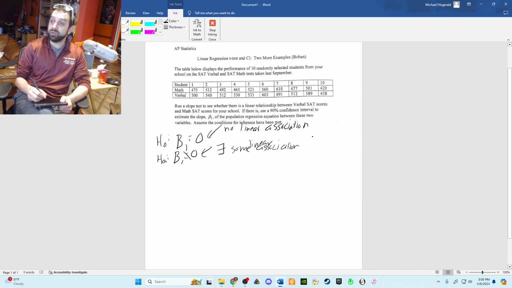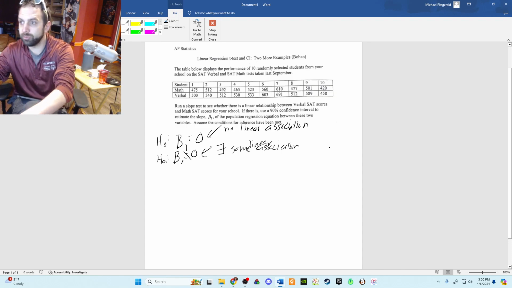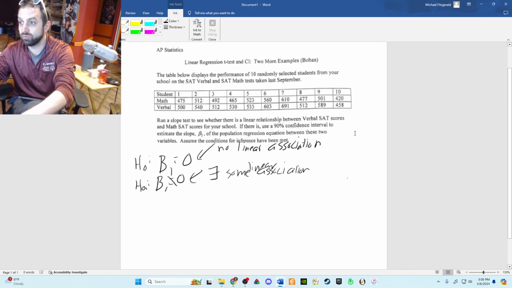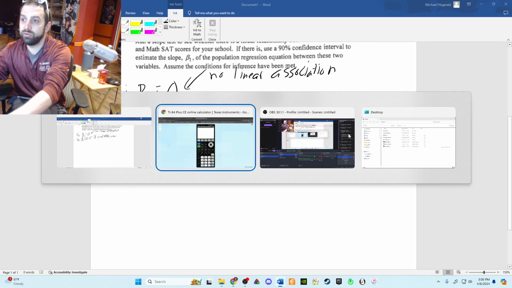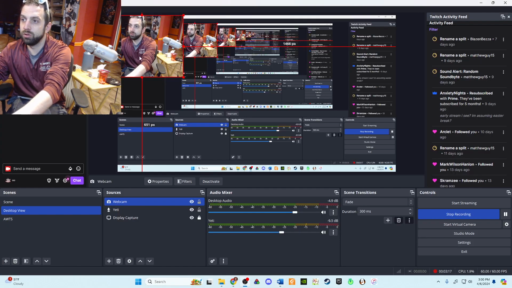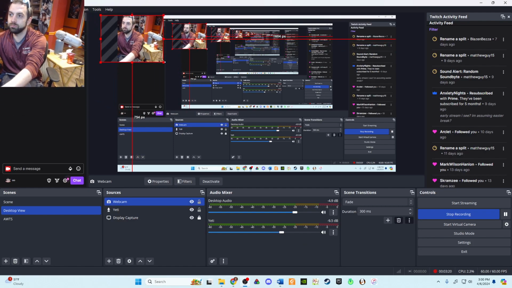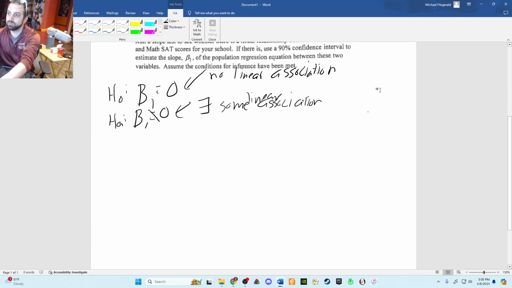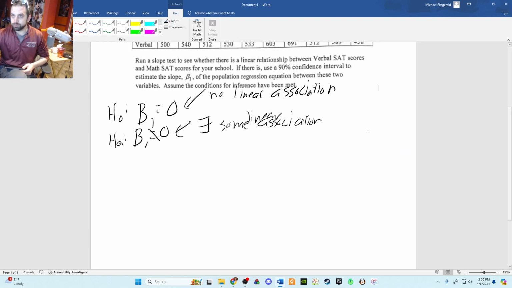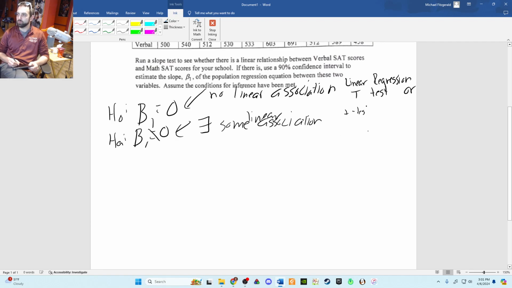We're going to want to name our test as well. Maybe I should have done that first. It is either called a linear regression t-test or a t-test for slope. Either of those works just fine.